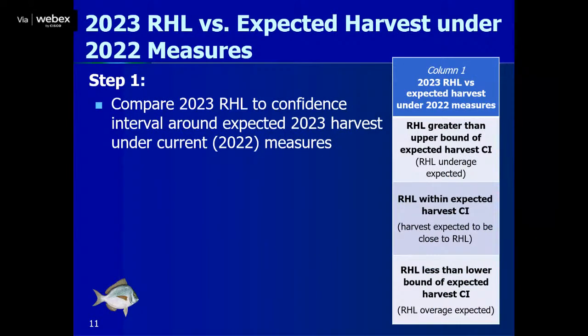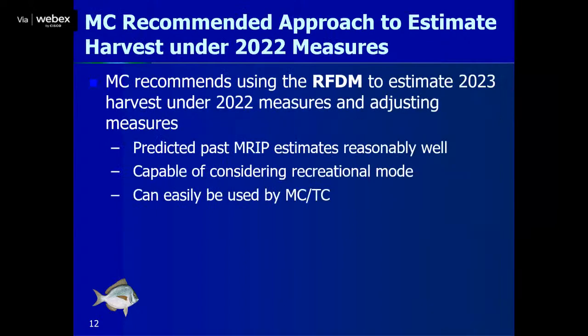So the next few slides go over this first step. Again, that is looking at a confidence interval around a harvest estimate and comparing that to this year's RHL. For Scup, the monitoring committee recommends using the recreational fleet dynamic model, or RFDM. This model was developed by the Rhode Island DEM staff. And the monitoring committee voiced during that meeting that this model performed well and predicted past MRIP estimates reasonably well.